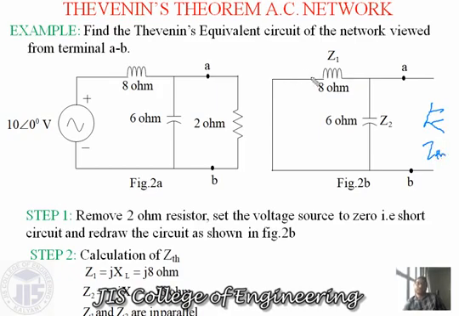So we know this branch has an inductor connected over here, and the value is given as 8 ohm. 8 ohm means the impedance value for the branch is given over here, and here the value is given as 6 ohm. So obviously the values are 6 ohm for this capacitor and 8 ohm for this inductor.